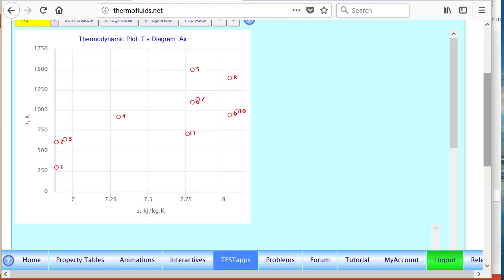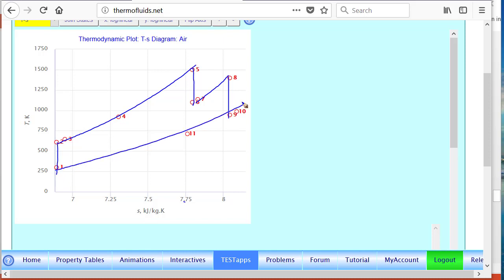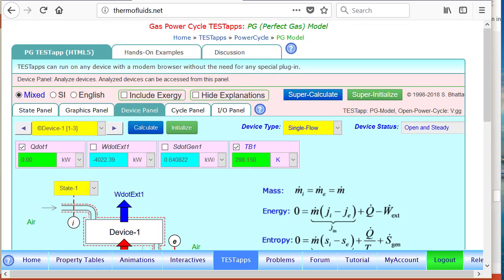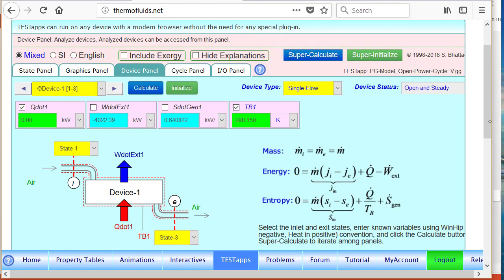So it's a good idea to take a look at the TS diagram. As you can imagine, what we expect is what we get: 1, 2, then we go. So this is essentially the complex TS diagram that we have been developing. Okay, now that everything makes sense, we go to the device analysis panel and load.